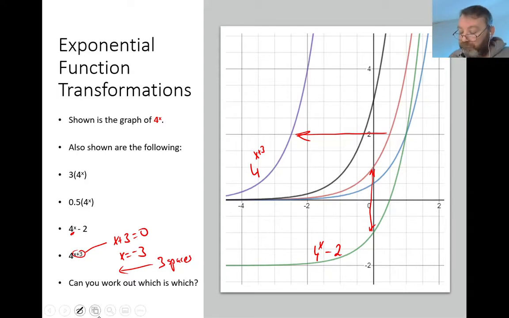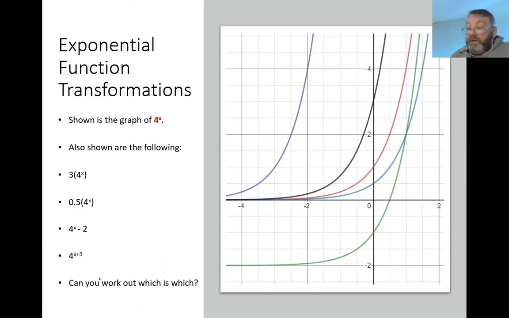Okay, so let's just go through those again very quickly. 4 to the x is shown. So there it is. That's 4 to the x. Now the next one is 3 times 4 to the x. The first coefficient is the point it goes through on the y-axis. There it is there. So that one is 3 times 4 to the x. Next one, half times 4 to the x. It goes through a half, and the only one that's going through a half is this one here. So that's 0.5 times 4 to the x.